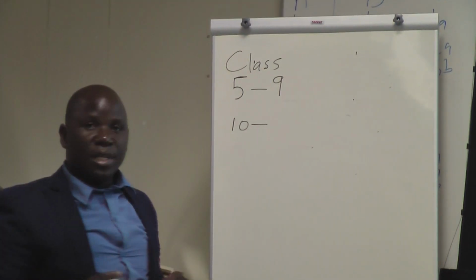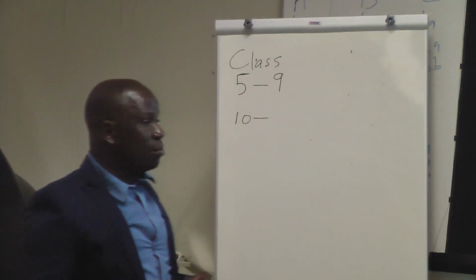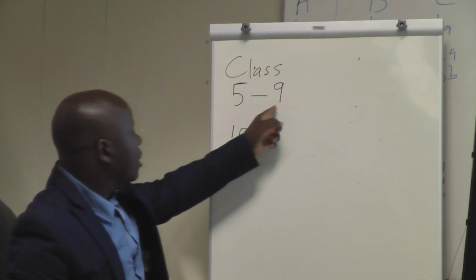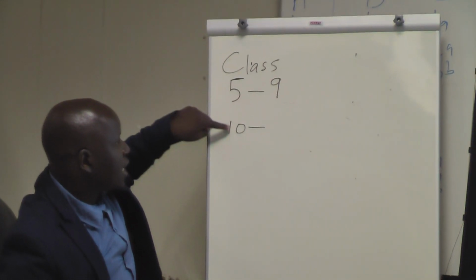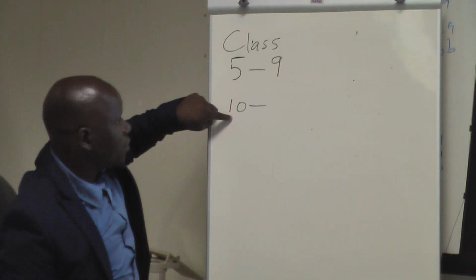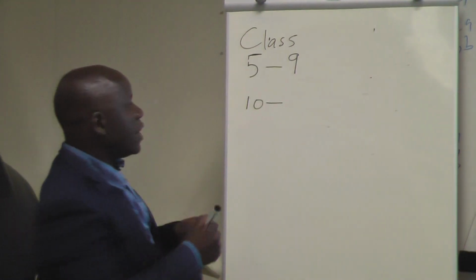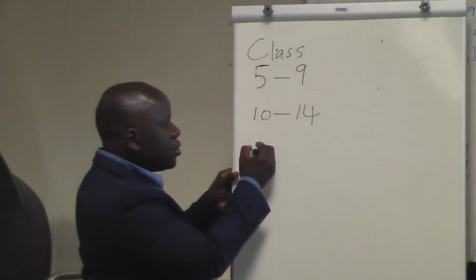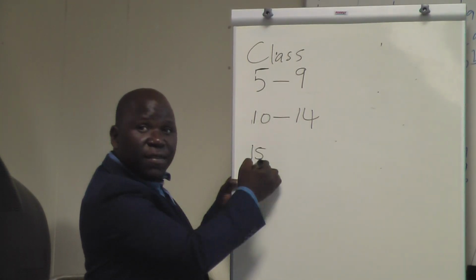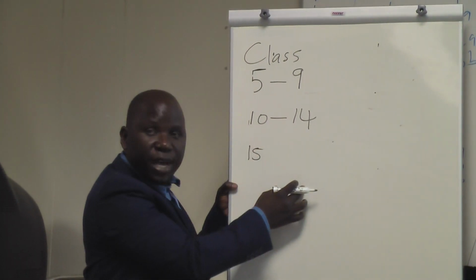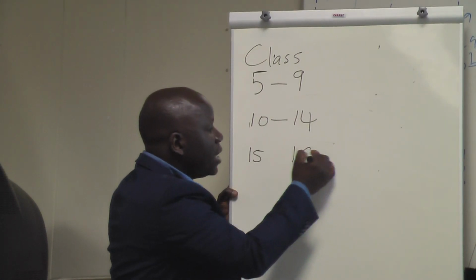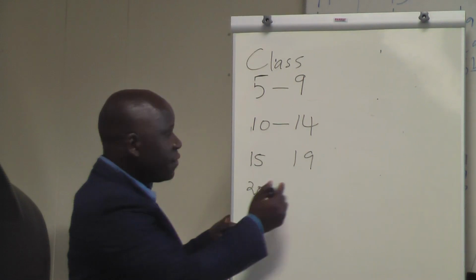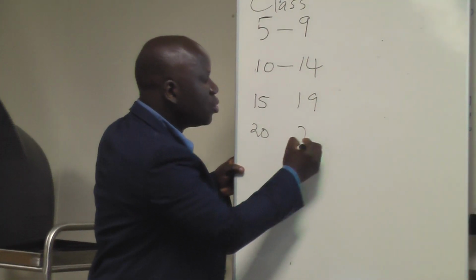Let me show you here how you proceed. When you say 5 to 9, to get the next class, you say plus 5. 5 plus 5, you get 10. Here you say also 9 plus 5. This will give you 14. Then the next class, you say 15, because we are just adding 5 in the lower class, and we are also adding 5 in the upper class. It will be to 19. Then you take your 20, because we are adding 5. Here we will also add 5 to 24.